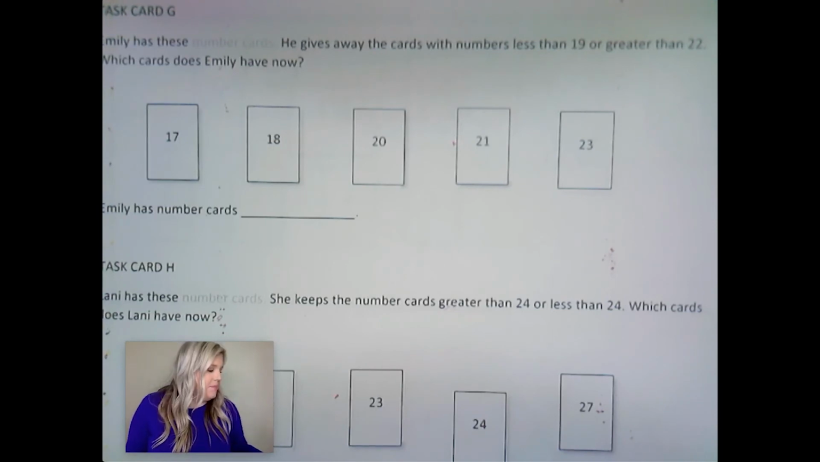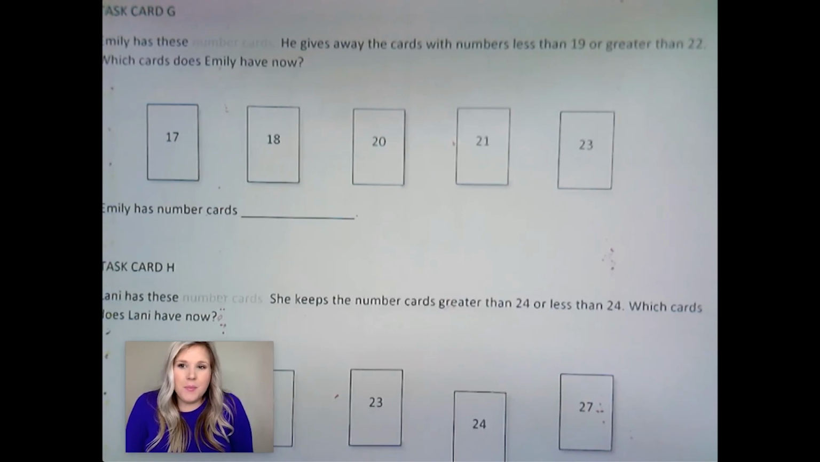Go ahead. I love how you drew those rectangles and put the numbers in them so that you could cross them out. Keep it up. Remember, you're crossing out the numbers less than 19 or greater than 22.